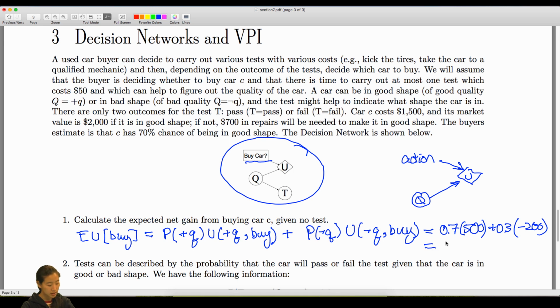Doing a bit of arithmetic, we see that this gives you 290. So the expected utility, if you choose to buy this car, is going to be $290 if you choose the action buy. As a thought experiment, if we choose the action of not buying, it's not going to cost us anything because we're not even buying it. And that's going to give us an expected utility of 0.